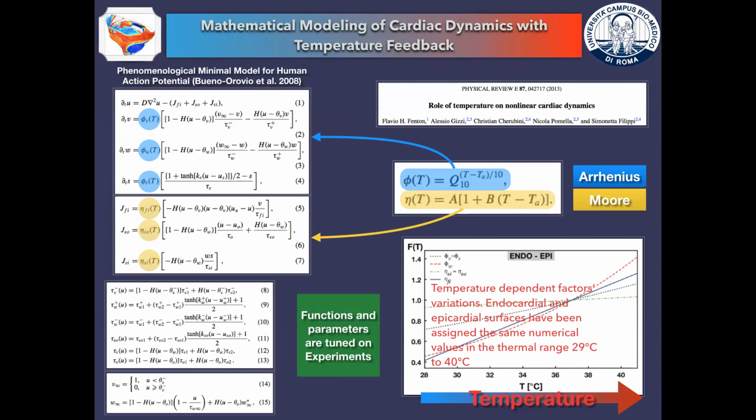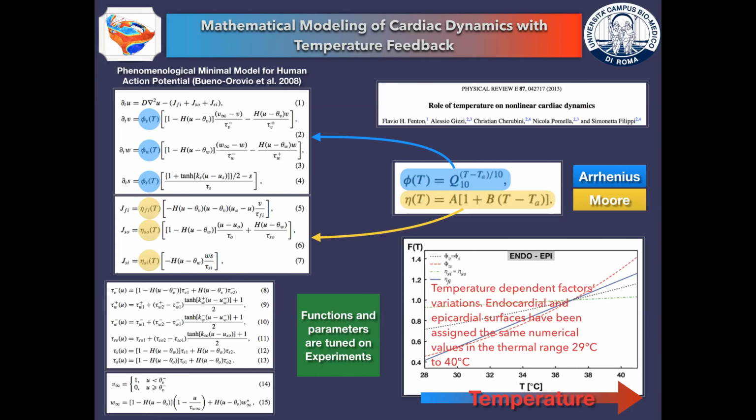Concerning the mathematical modeling we used to reproduce this kind of experimental behavior, we adopt a phenomenological model known as the minimal model, which takes into account the dynamics of 4 variables, which are the non-dimensional membrane potential and 3 gating variables regulating the activation and inactivation of ion currents. In particular, the ion currents included in the model are fast inward sodium, slow outward potassium, and a slow inward calcium current.